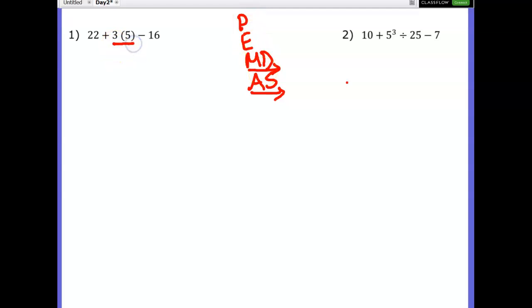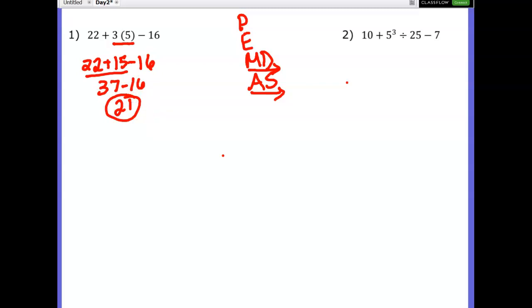So the first thing we're going to do is multiply. In this case, we have 22 plus 15 minus 16. I just simplified that in the first step. With order of operations, it's really good to write out all your steps. Now I've got addition and subtraction, and I'm going to go from left to right. So 22 plus 15 gives me 37. 37 minus my 16 gives me 21. So there's our first answer.